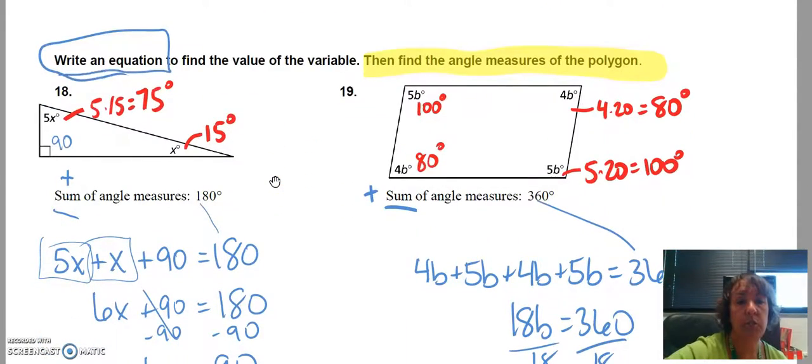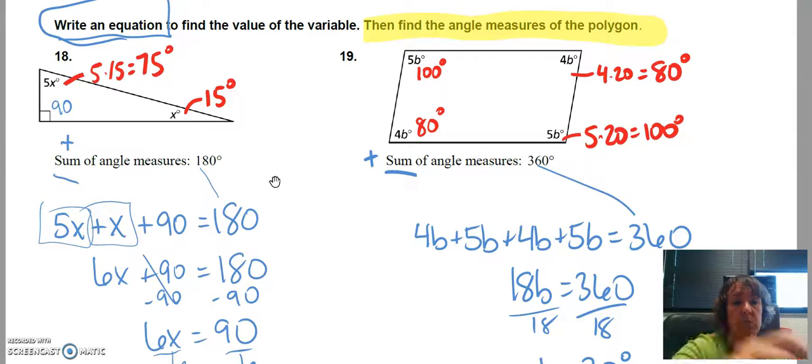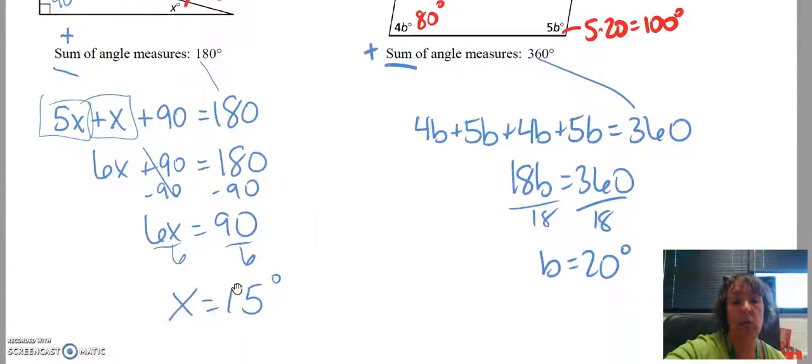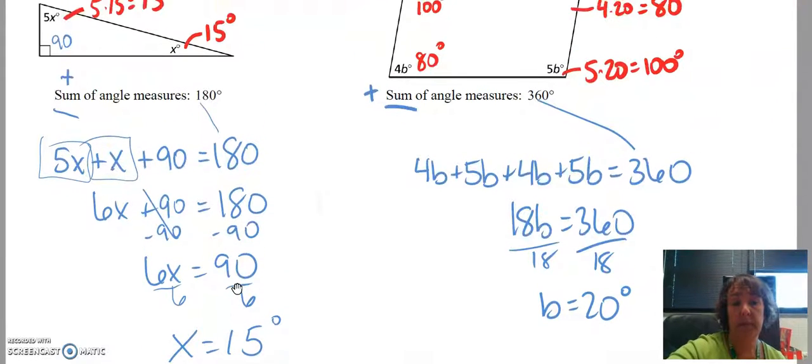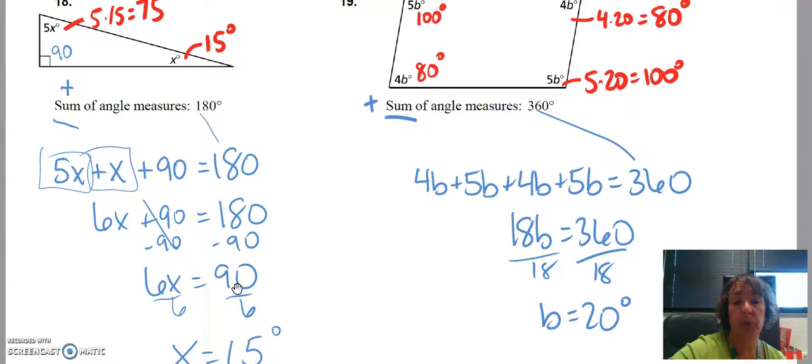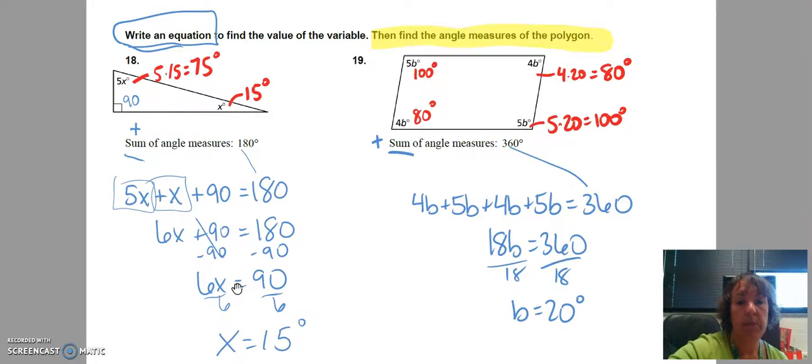And last 2. We've had a couple like this, especially on the quiz. Write an equation to find the value of the variable, then find the angle measures of the polygon. Don't forget this second part. Sum equals the answer to an addition problem, so that means the 3 angles add up to 180. So you write an equation, combine like terms, and solve it. You wind up getting x equals 15. So then that second part of the directions up here means that you need to take x equals 15 and plug it back in up above.